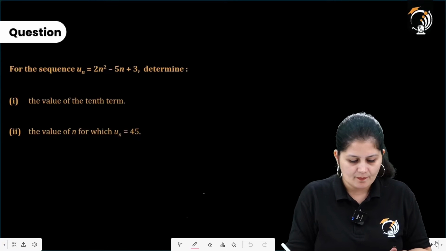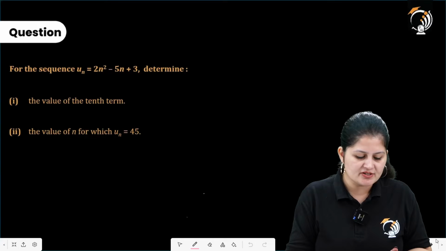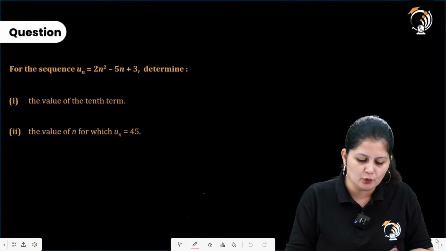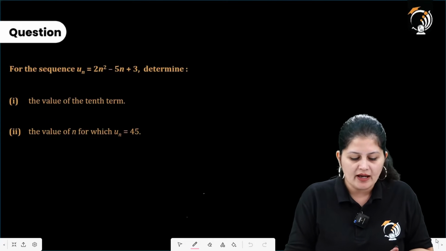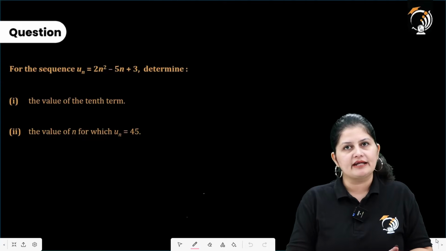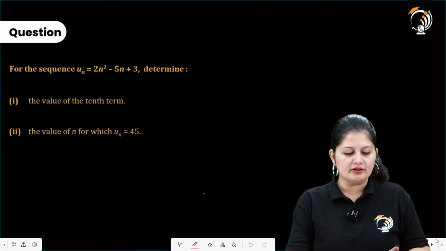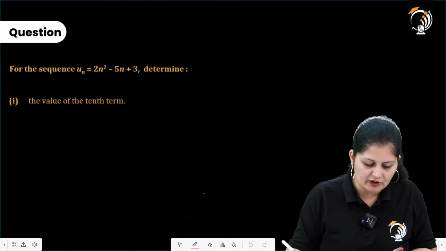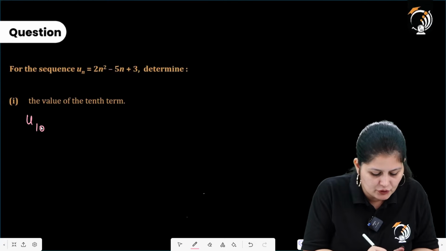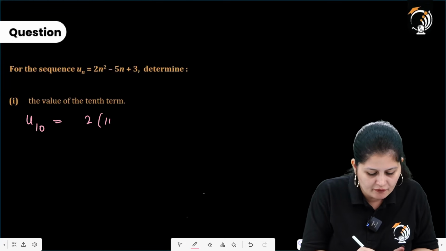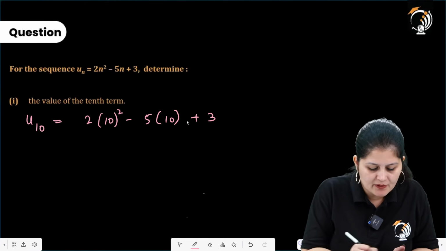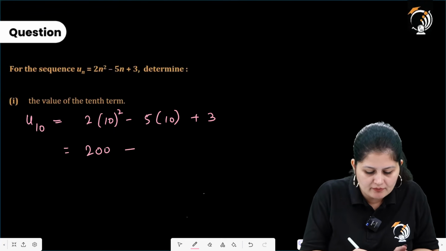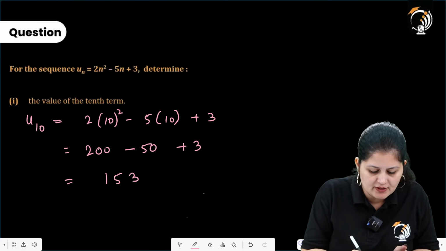Clear? Now, moving to the next question, which is for the sequence un is equal to 2n square minus 5n plus 3, determine the value of the 10th term. So we need to get the value of the 10th term. Clearly, in order to get the value of the 10th term, we will put n is equal to 10. So u10 would be equal to twice of 10 square minus 5 multiplied with 10 plus 3. So that is going to be 200 minus 50 plus 3. So we are going to get it as 153. Clear?